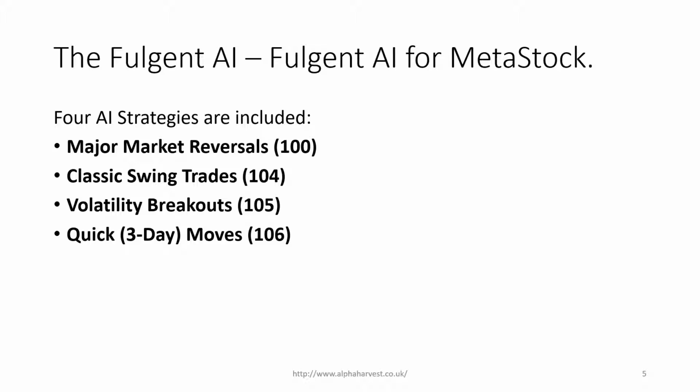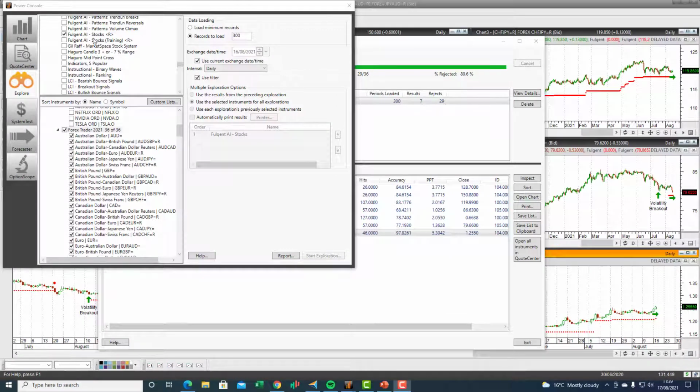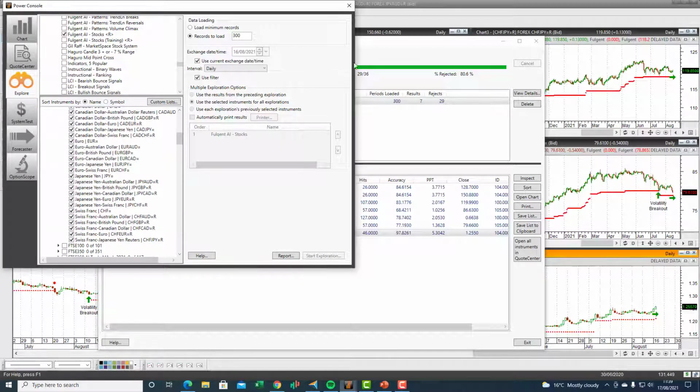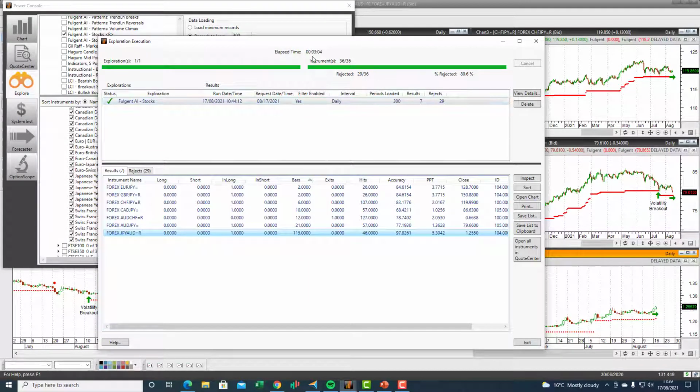Let's jump straight into the artificial intelligence engine. We've loaded the Fulgent AI engine that sits on the MetaStock platform. We've selected the top 36 most liquid currency pairs. There they are. We've run the screen. It took about 3 minutes for the AI to run through all the currency pairs, and here are the fresh latest trade ideas.